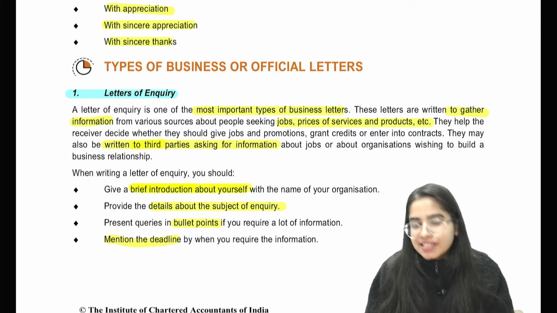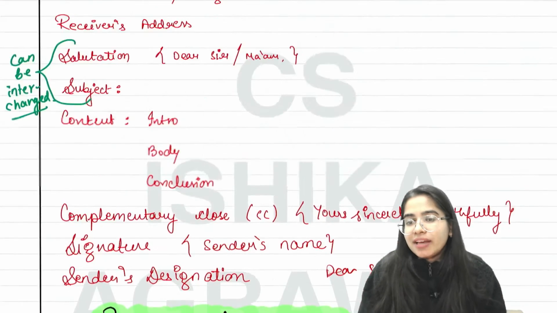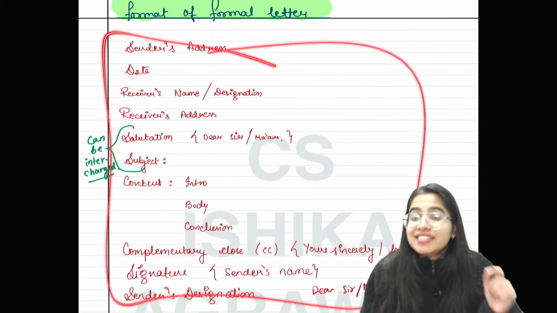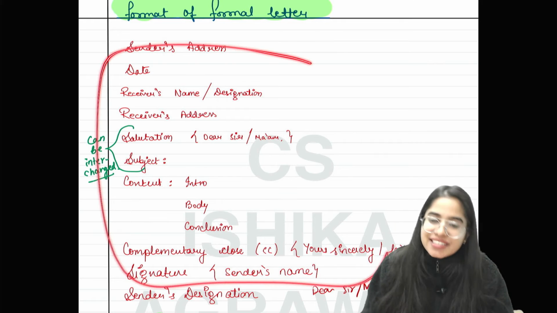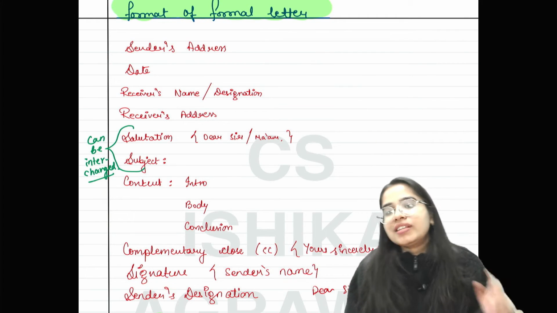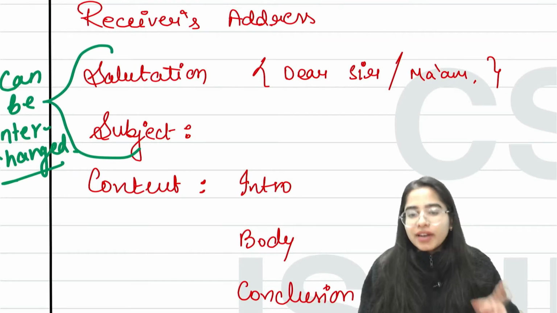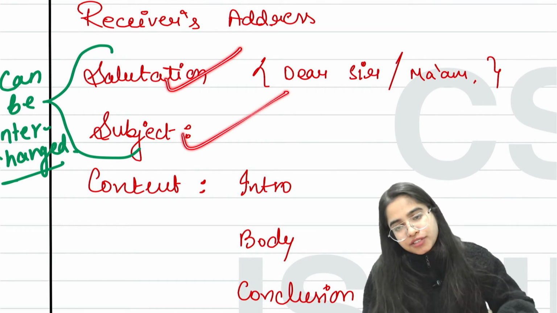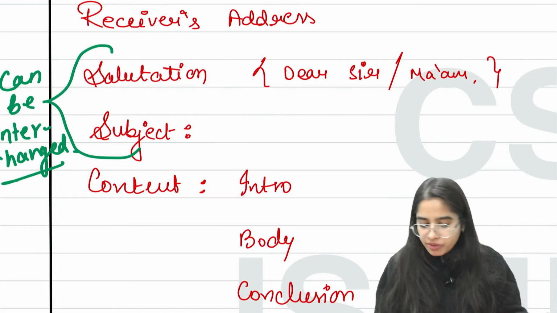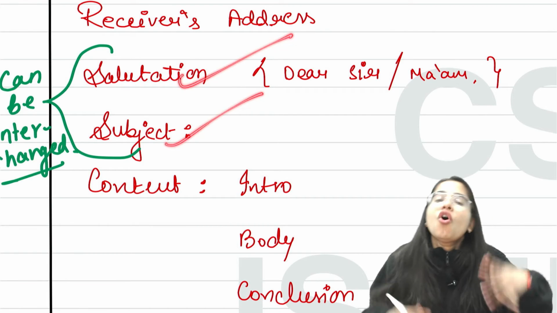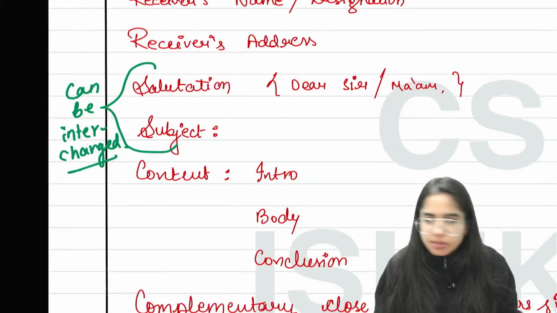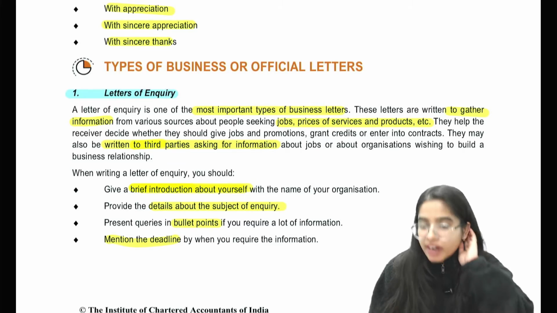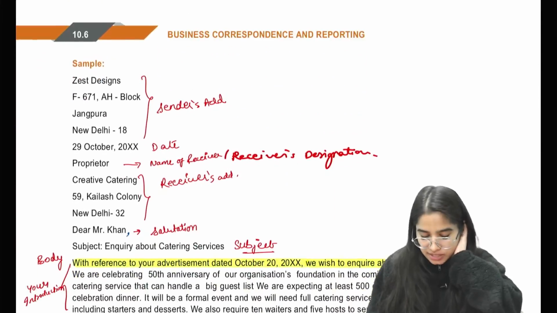In all the 7 types of letter, the good thing is the format is the same. The same format you have to follow in all the 7 types of letter. Just in a few letters you can interchange these two points. Like in a few letters the subject is written first after salutation. However, you can write subject first then salutation, or salutation first then subject. You can interchange these two things.